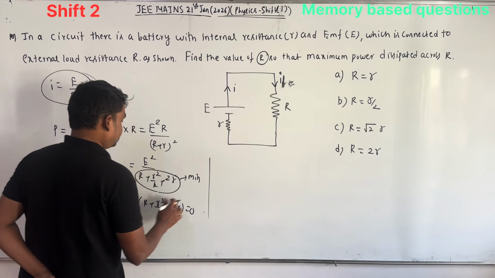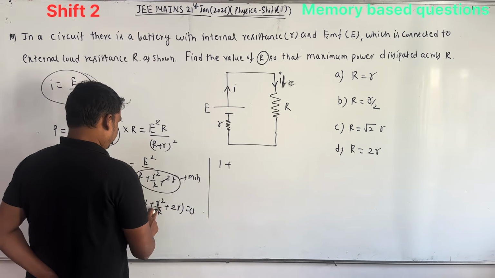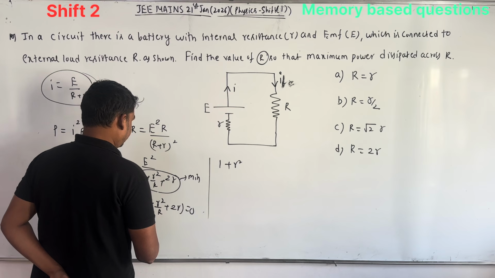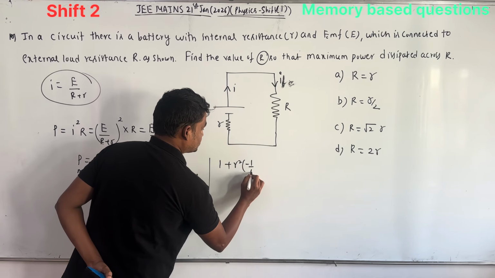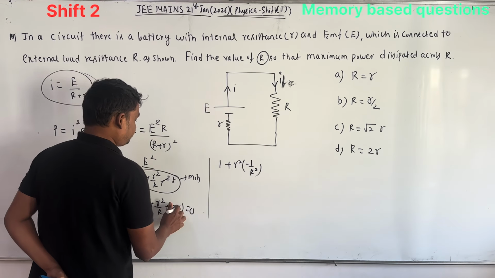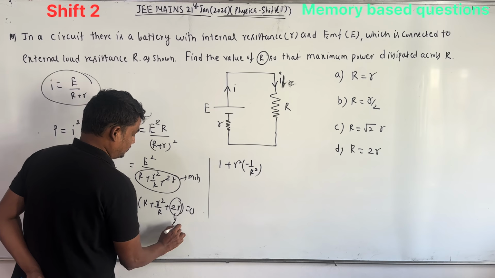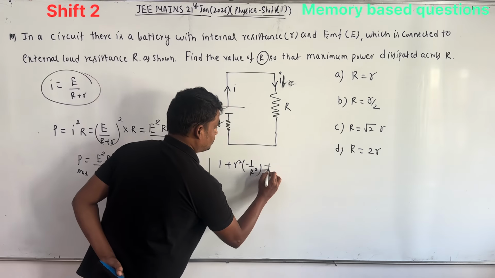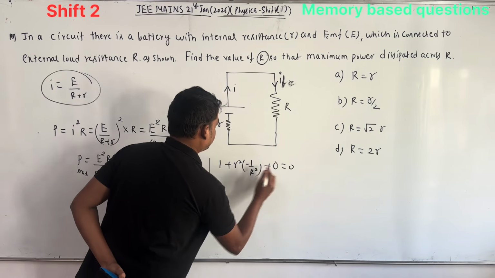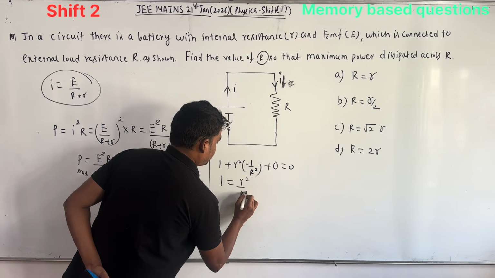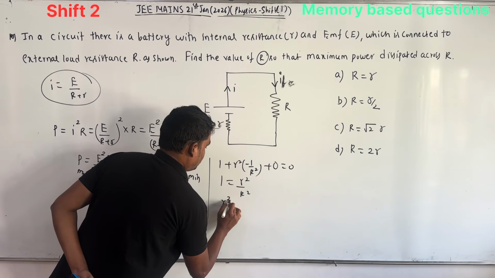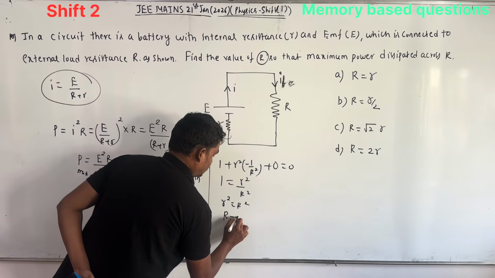From here, d by dR of R plus 1, d by dR of r square by R, we will get minus r square by R square, d by dR of 2r. Our internal resistance is constant, na? So differentiation of a constant equal to 0. From here, 1 equal to r square by R square, minus will become plus, it comes here, R square equal to r square. From here we got R equal to r.